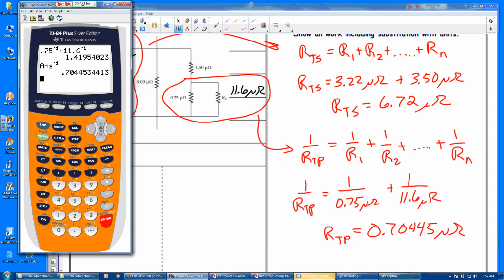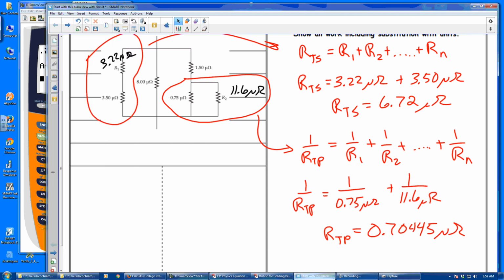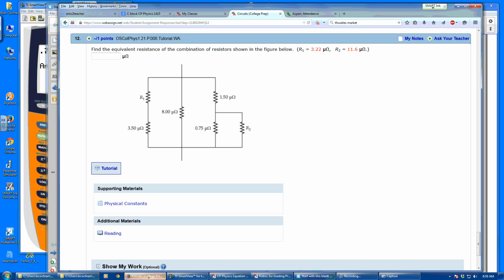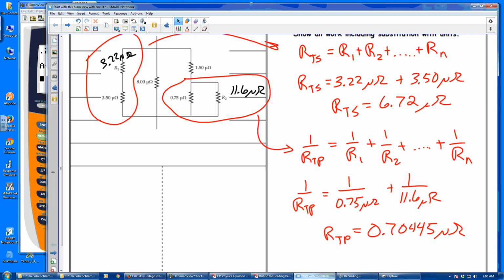Now, one thing you can do to check to make sure that you've done your math correctly is in a series circuit, the resistance should get higher when you combine, and so 6 is higher than 3 or 3, so I'm pretty confident there. And in a parallel circuit, because there's more branches, the resistance should actually go down and be lower than either of the resistors. So 0.70 is lower than 0.75 or 11.6. So I'm pretty confident there that I did the correct ones. I'm just going to double check my numbers. Yep, my numbers are good. So I'm pretty confident that I did my math correctly.